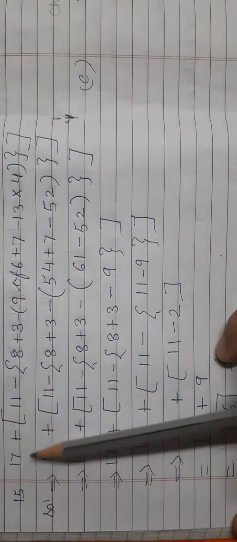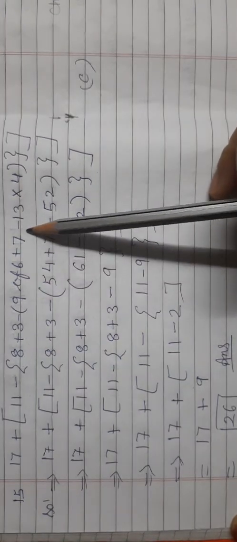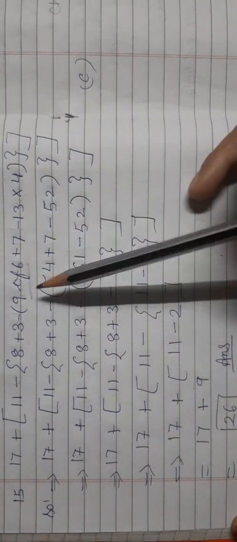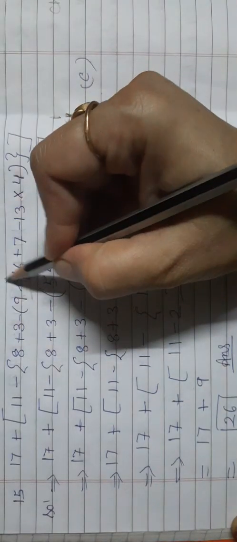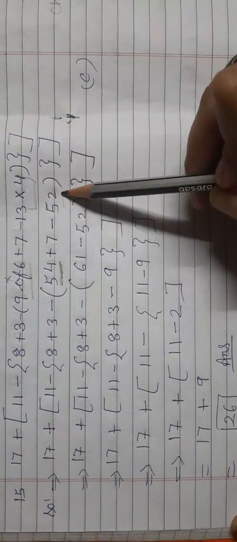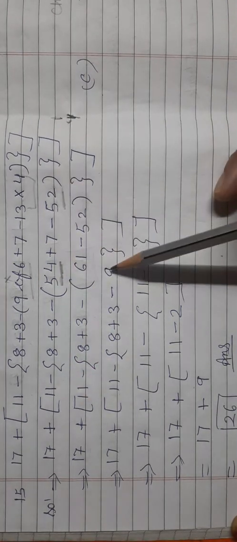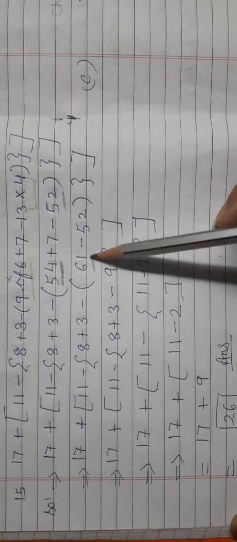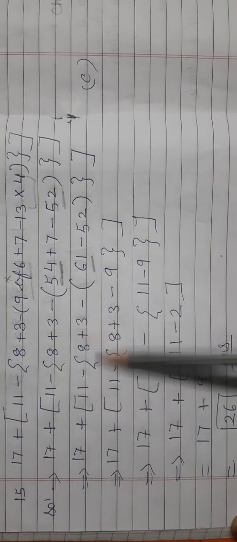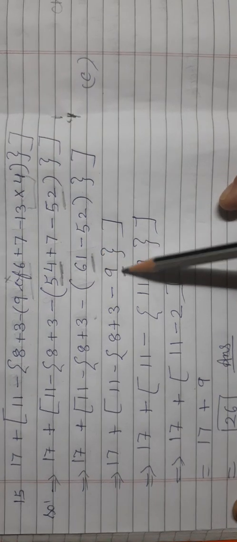Now, question number 15 is 17 plus 11 minus 8 plus 3 minus 9 of 6 plus 7 minus 13 into 4. So, students, first we solve the of. It means 9 into 6 is equal to 54 and 13 into 4 is equal to 52. Now, keep the remaining digit same. Now, solve the small bracket. Now, 54 plus 7 is equal to 61 minus 52 and keep the remaining digit same. Now, in next step, 52 is subtracted from 61 and we will get 9.